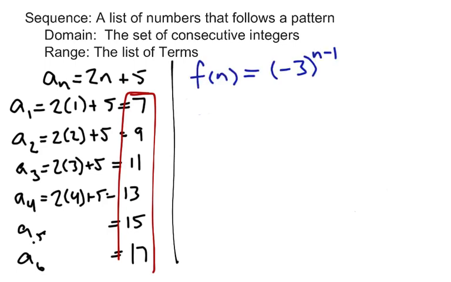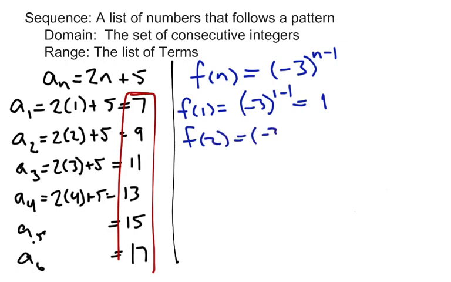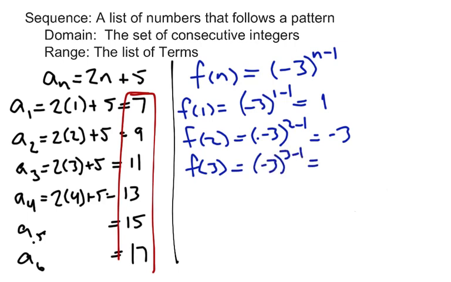Let's try another. We may see it written more like functional notation, but it's still the same idea. To find the first term, we plug in 1. 1 minus 1 is 0. Anything to 0 is 1. For the second term, 2 minus 1 is 1. Negative 3 to the first is negative 3. For the third term, we go negative 3 to 3 minus 1, and that'll give us 9.